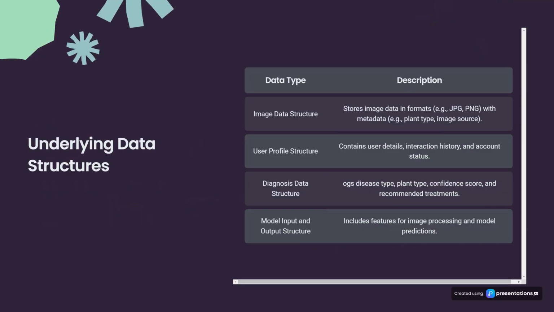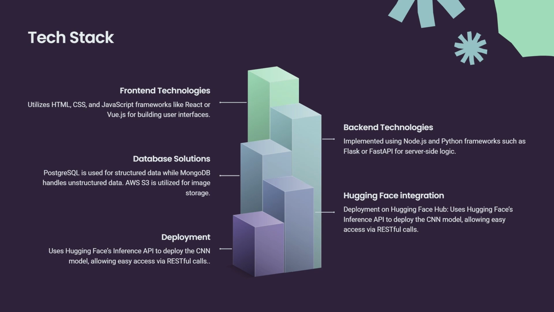Coming to the underlying data structures, we have quite a few, but let us focus on the primary ones. Image data structure. It stores the image data in formats such as JPG and PNG files along with the metadata of the datasets. And then there is the user profile structure, which contains the user details such as interaction history and the account status. And then we have the diagnosis data structure, which contains the plant type, plant disease type, confidence score, and the recommended treatments for the diseases and for the spreading. And then we have the model input and output structure, which includes features such as image metadata and the model predictions.